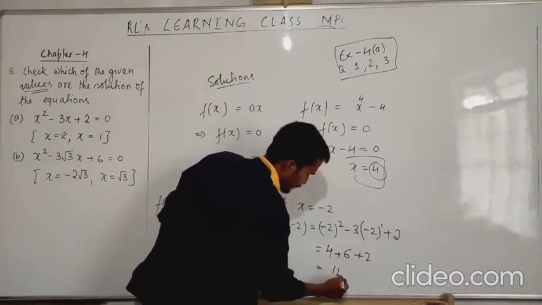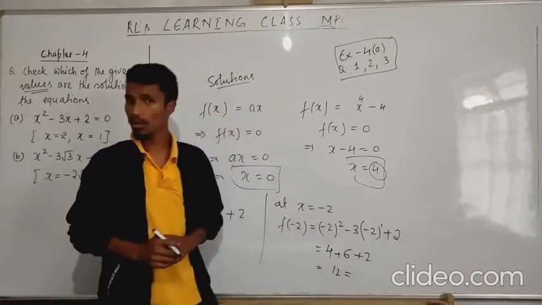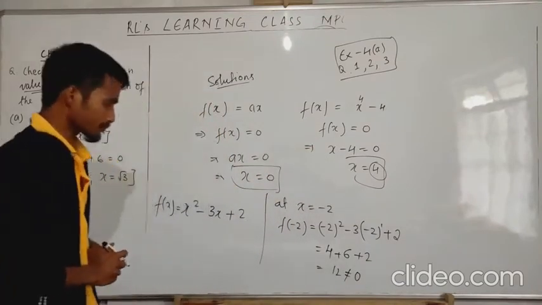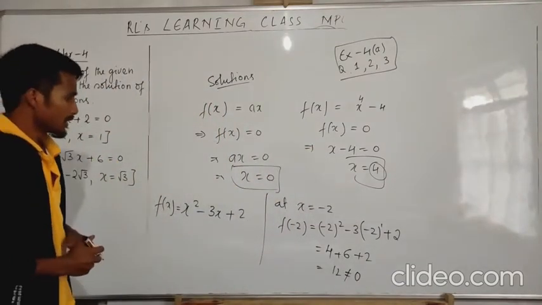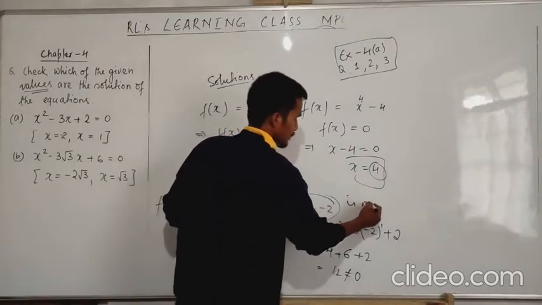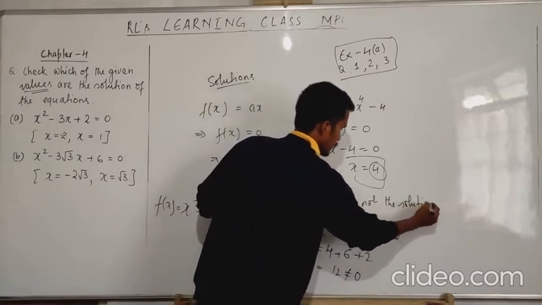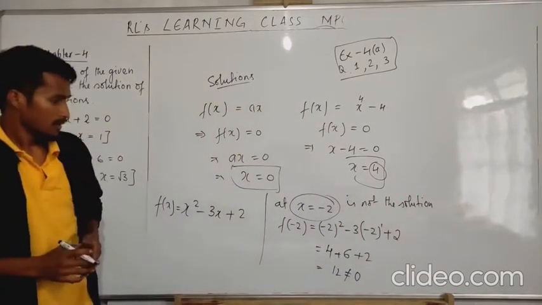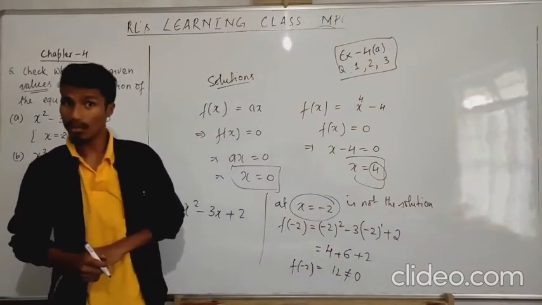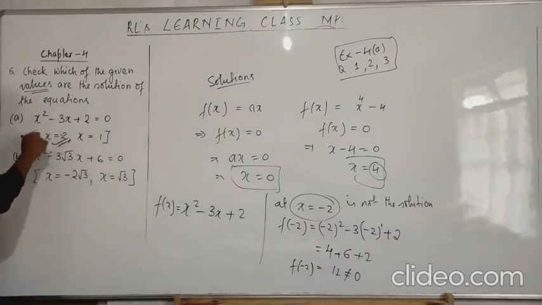We got 12 here. Now did we get 0? Did we get f of minus 2 is equal to 0? No. Since 12 is not equal to 0, x equals minus 2 is not the solution. Because f of minus 2 is not equal to 0, x is equal to minus 2 is not the solution of this equation.